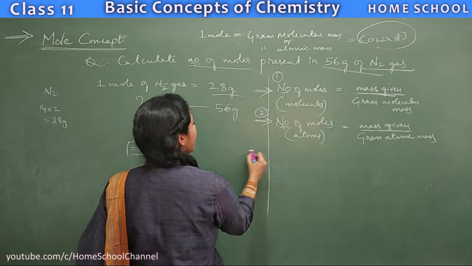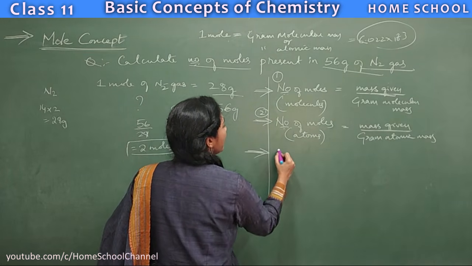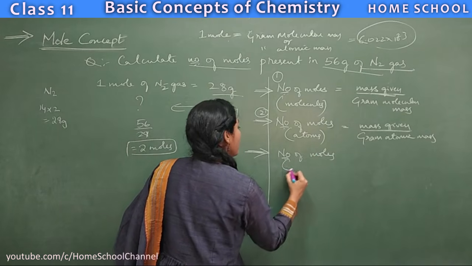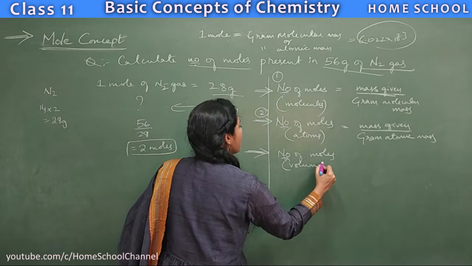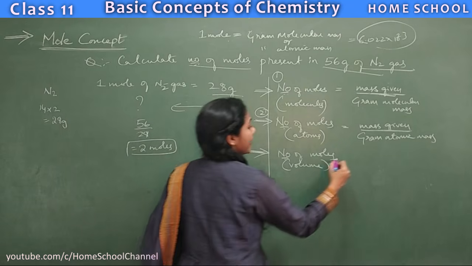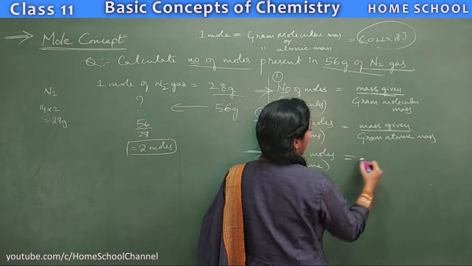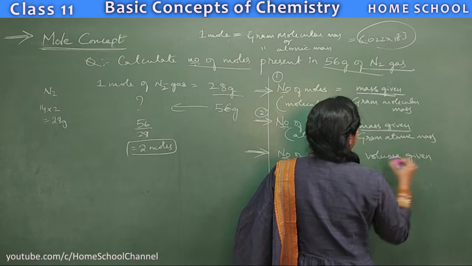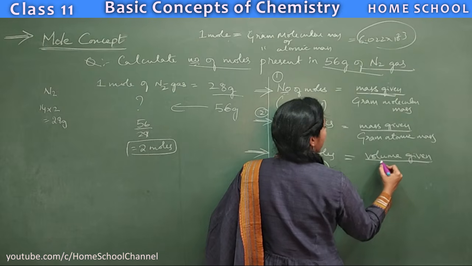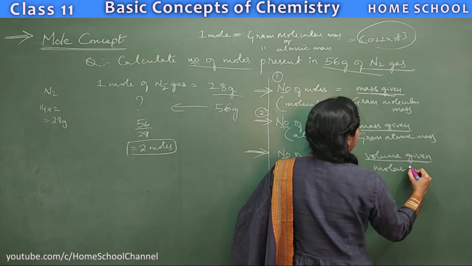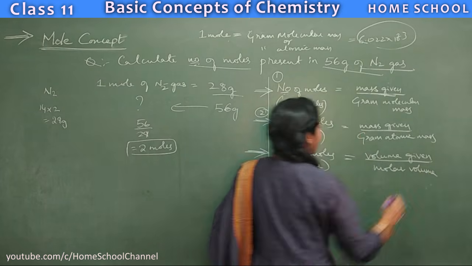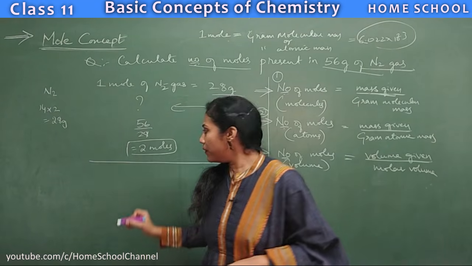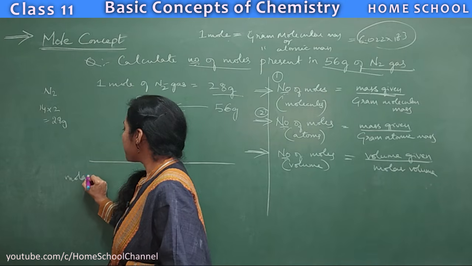Okay, fine. And the third formula I am giving you is, if you want to calculate number of moles when volume is given, then the formula is volume given divided by molar volume. Can you tell me what do you mean by molar volume here? So here came a new word called molar volume, isn't it?